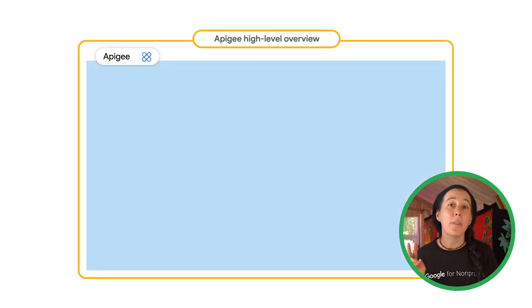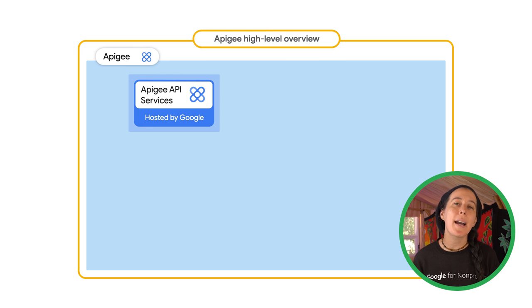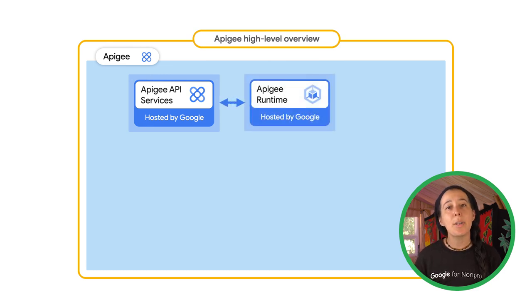Apigee consists of the following two primary components: Apigee services, which are the APIs that you use to create, manage, and deploy your API proxies, also known as the Apigee APIs. Next is the Apigee runtime, which is a set of containerized services in a Kubernetes cluster that Google maintains. All your API traffic passes through it.